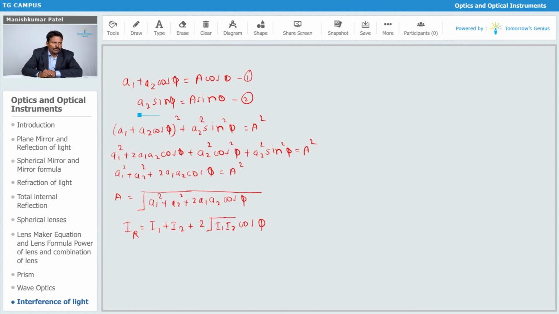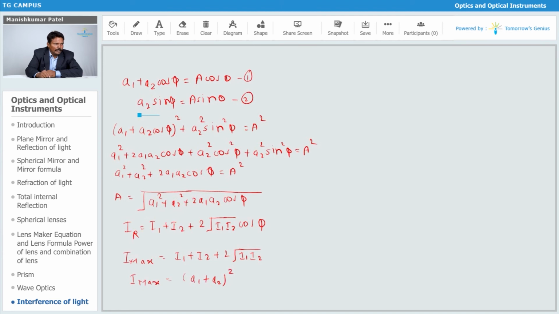So this is the condition for the resultant intensity. Either you can find the maximum intensity or you can find the minimum intensity. To find the maximum intensity, that is I max, definitely I can say that it is I1 plus I2 plus 2 into square root of I1 I2. Or you can say that this is nothing but (A1 plus A2) whole square. So that is your I max.